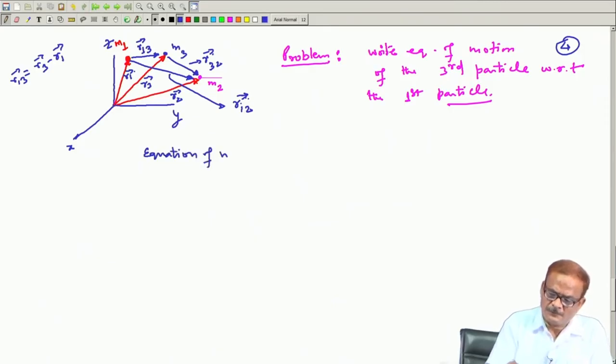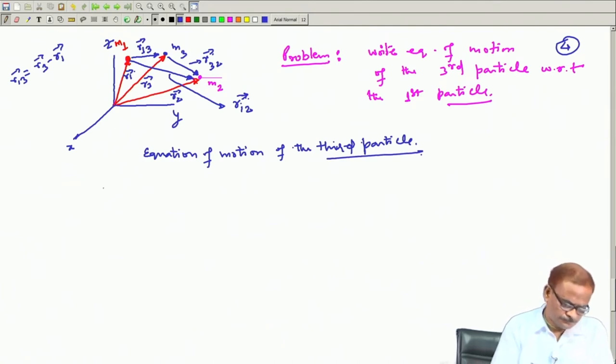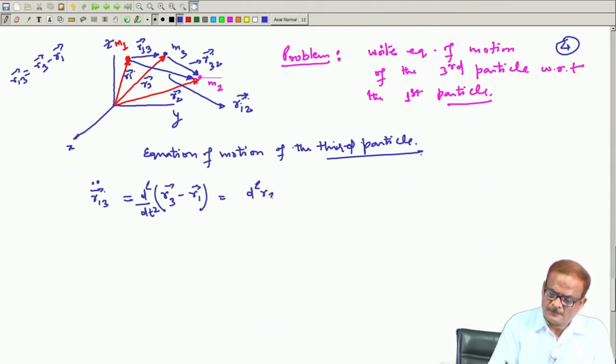Equation of motion of the third particle we need to work out. So, r 1 3 double dot, this will be d squared by d t squared of r 3 minus r 1, d squared by d t squared of r 3 minus d squared by d t squared of r 1.